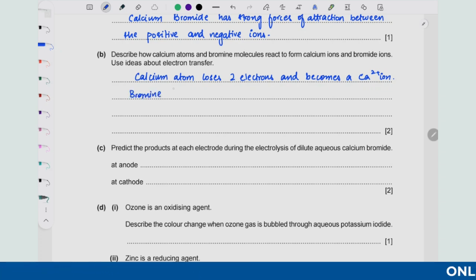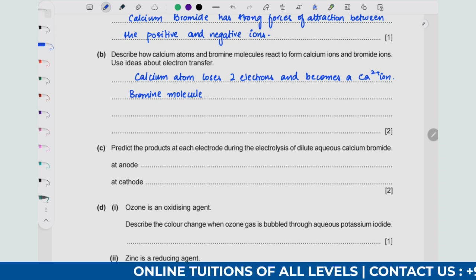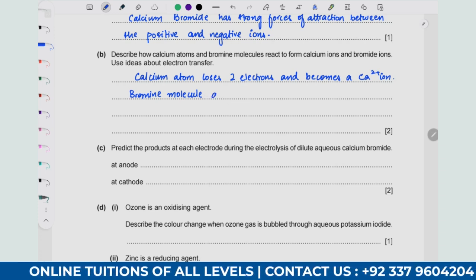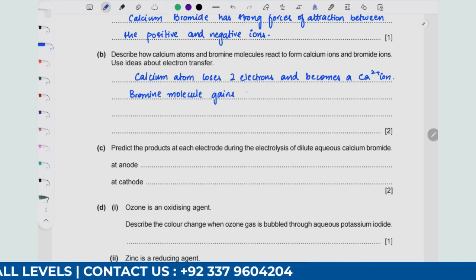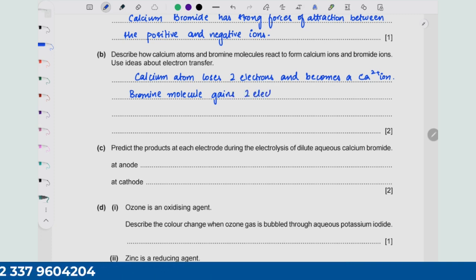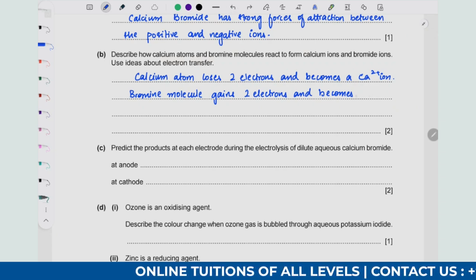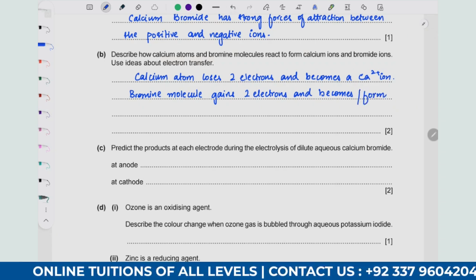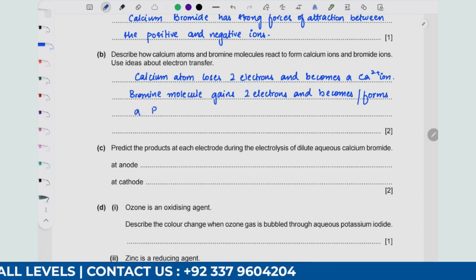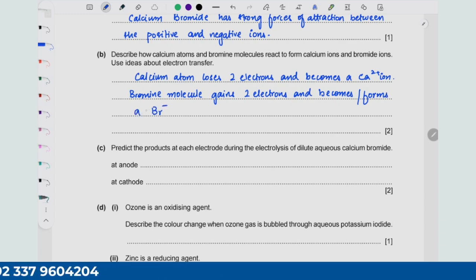Bromine molecule, as you know, bromine is in a gaseous state at room temperature and pressure. The bromine molecule gains 2 electrons and forms Br⁻ ions.